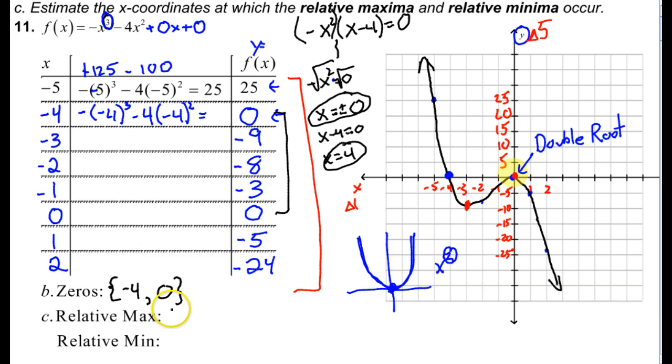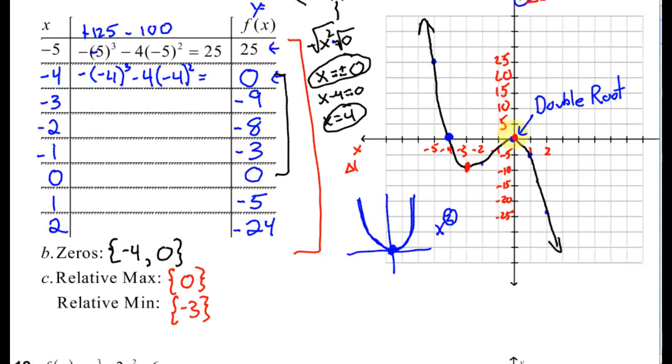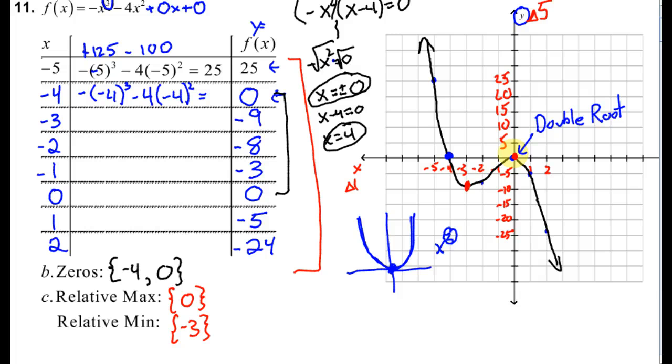So we can say, the max is around 0. And the min, we could say that's about negative 3. We could also say it's between negative 3 and negative 2. It's just an estimation because anytime we look at a graph and try to get exact answers, it usually doesn't go that well.